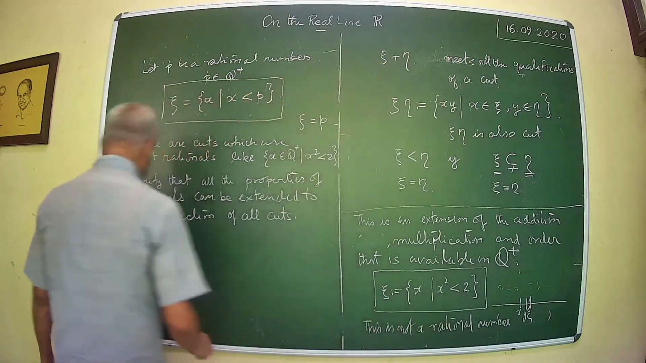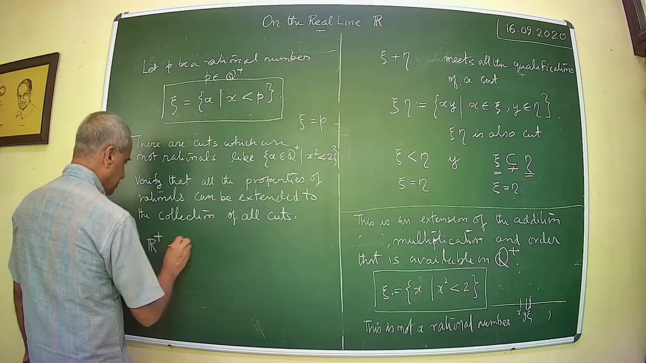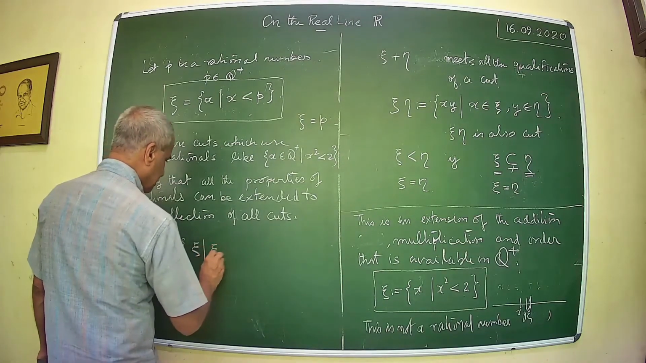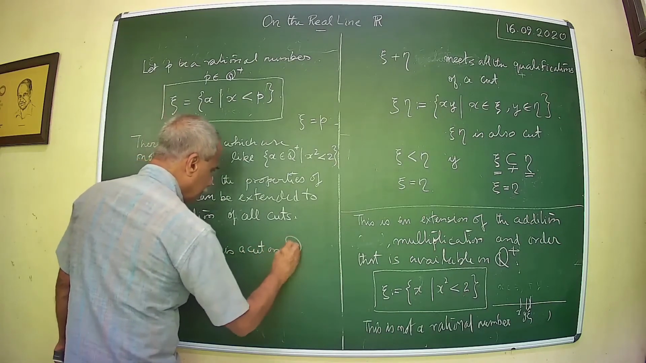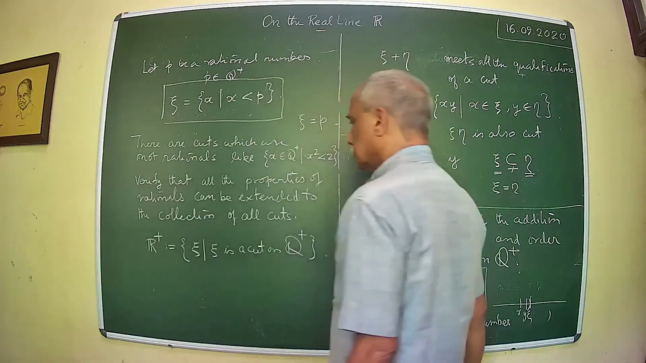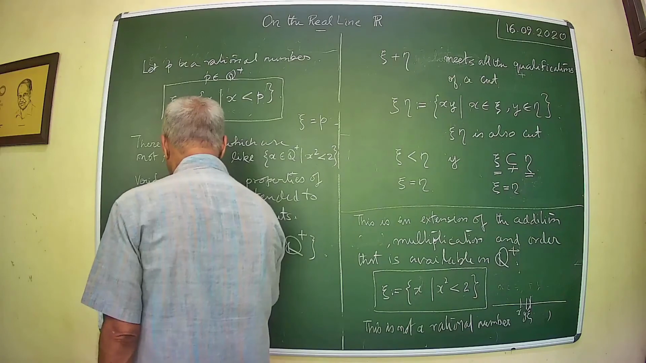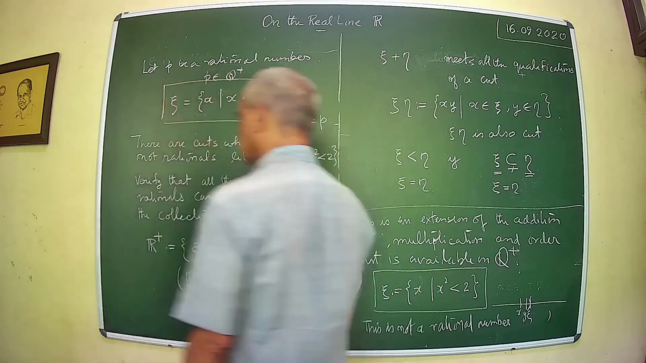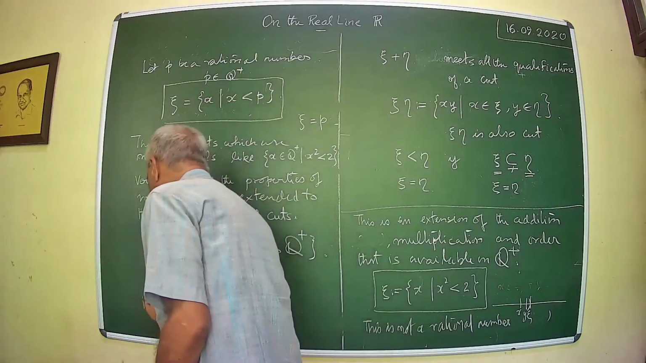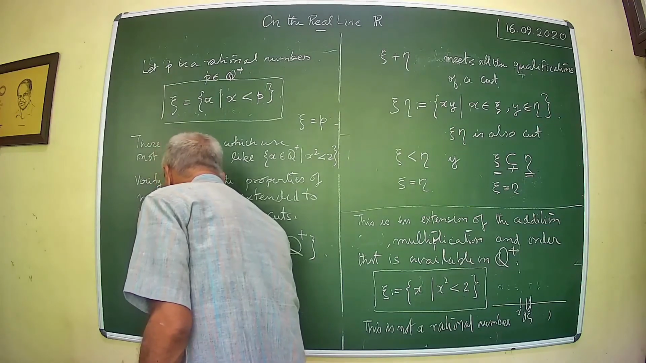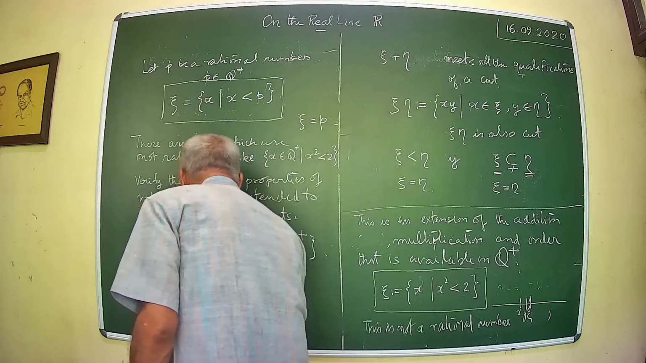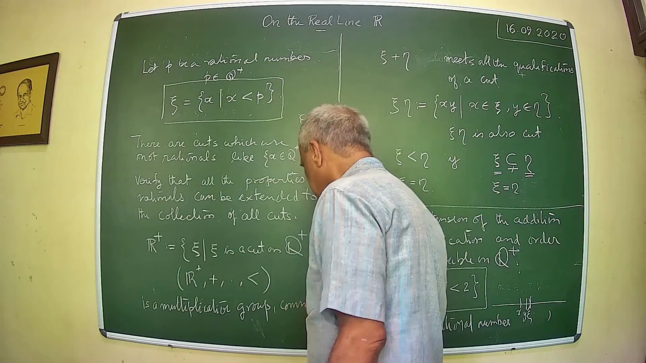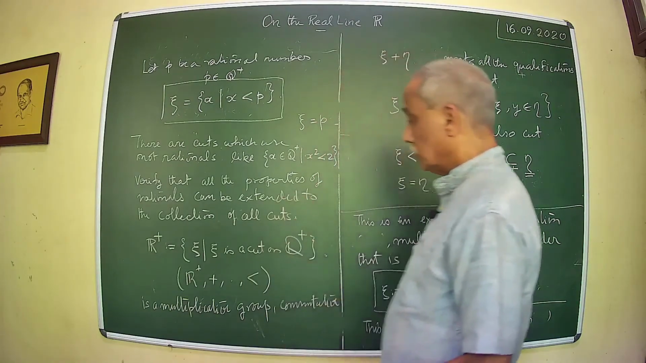multiplicative group. So what you have is, so let me just make a definition. The set of all cuts, then R plus with addition, multiplication and order set. This is a multiplicative group, which is commutative. Also commutative. There are plenty of elements which are not there in Q plus.